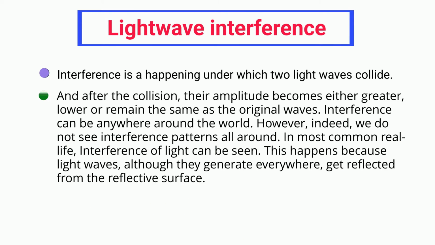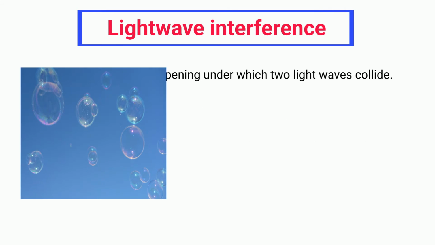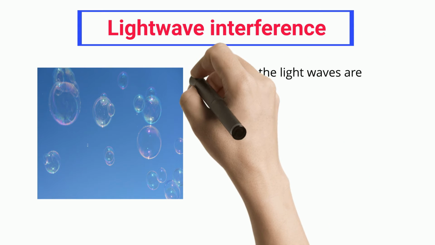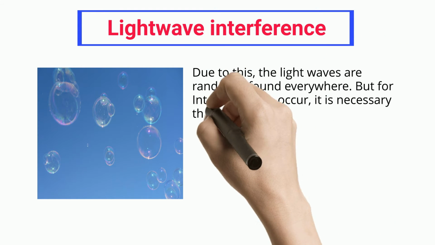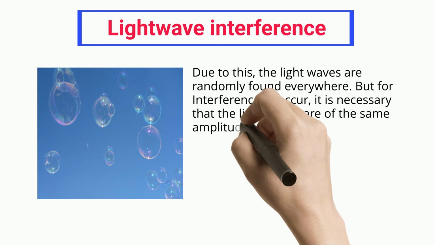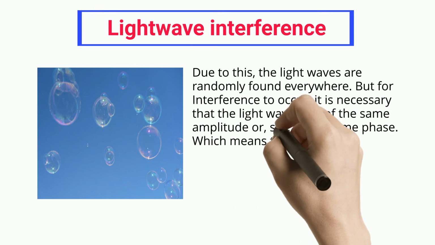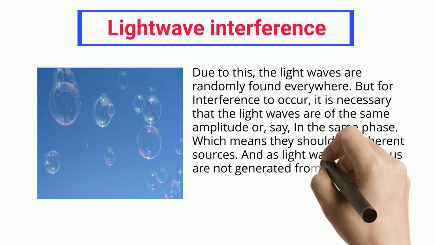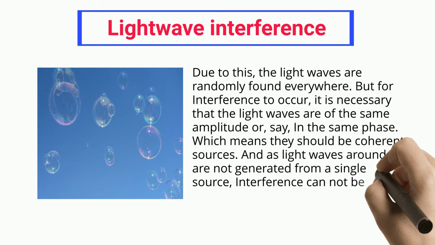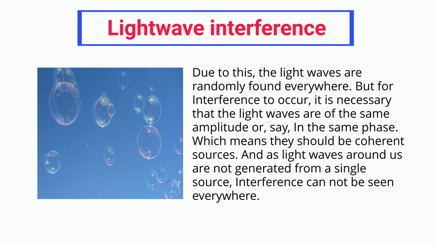This happens because light waves, although they are generated everywhere, get reflected from reflective surfaces. Due to this, the light waves are randomly found everywhere. But for interference to occur, it is necessary that the light waves are of the same amplitude or, say, in the same phase, which means they should be coherent sources. And as light waves around us are not generated from a single source, interference cannot be seen everywhere.